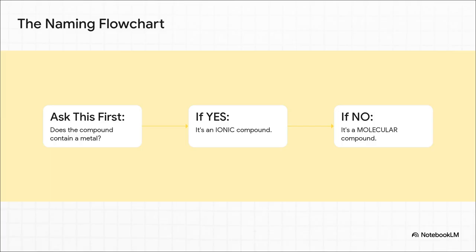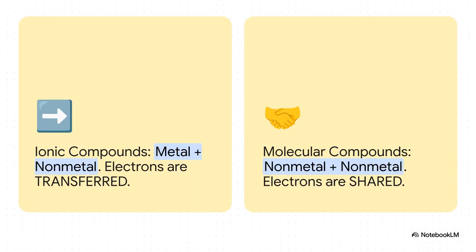See that very first split at the top? Metal present? If you say yes, you go down the path for what we call ionic compounds. If you say no, you follow the rules for molecular compounds. Making this one decision correctly is, without a doubt, the most important step. So here are the two big families of chemicals we're talking about. On one side, you have ionic compounds. This is your metal plus nonmetal combo, where electrons are literally transferred, given away. On the other side, you have molecular compounds. That's when two nonmetals get together and share electrons. And this fundamental difference, giving versus sharing, is the whole reason we need two different ways to name them.